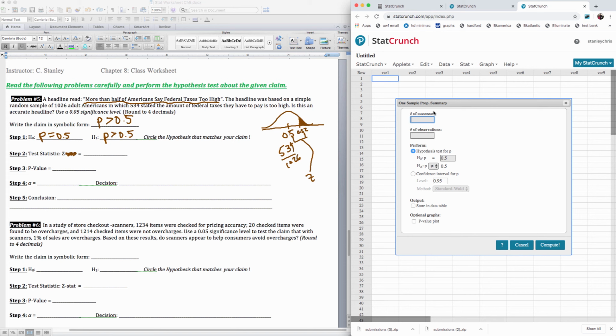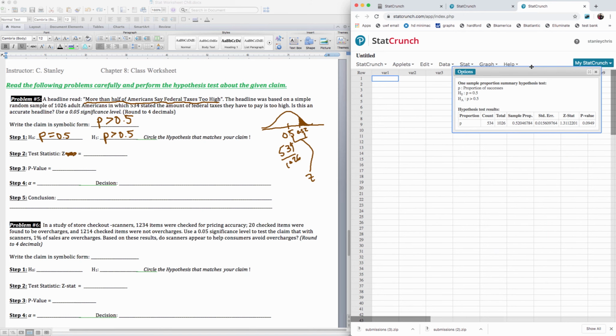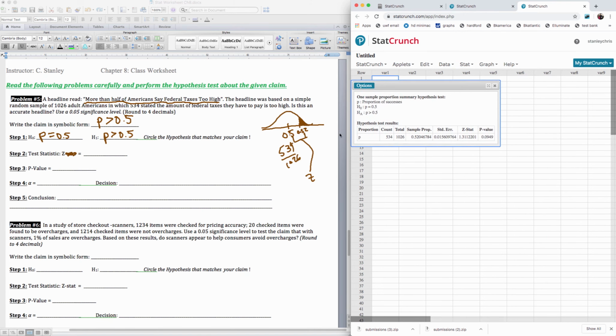The number of successes is how many said that, which is 534. Observations is 1026. They have this defaulted at 0.5, and I just have to change the alternative to greater. Once I hit compute, it's not going to let me bring that over, but that's okay. My z-score, which is basically all I need, is 1.311. The p-value is 0.095. The alpha is right there, 0.05.